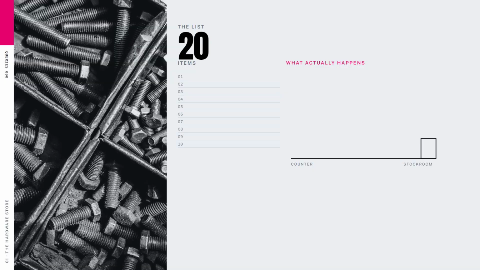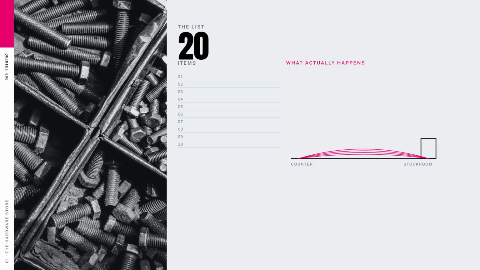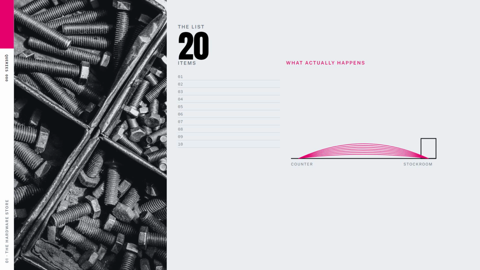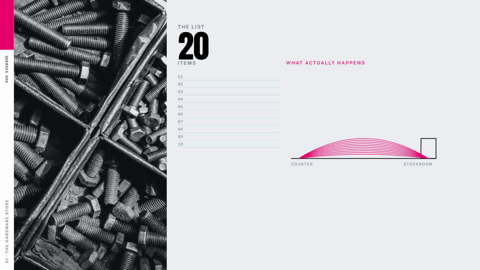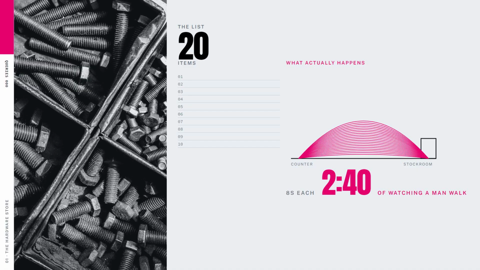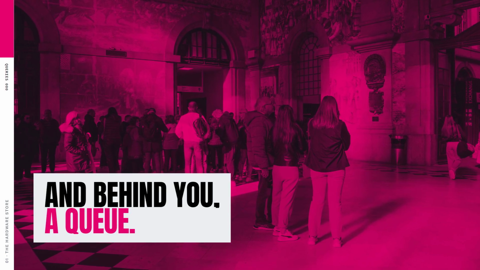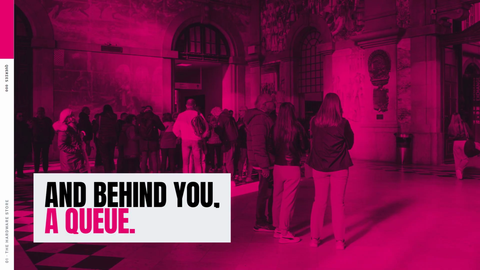What actually happens is this. He takes your list, reads item 1, walks to the back, comes out, one washer, reads item 2, walks to the back, and here is what makes this so sneaky. Each trip is fast. 8 seconds. Nobody complains about 8 seconds. But 20 of them is nearly 3 minutes of standing at a counter watching a man walk. And behind you, a queue is forming. Because there is one stock room, one man, and now everybody is waiting for him. Hold on to that picture. The list, the trips, the queue.